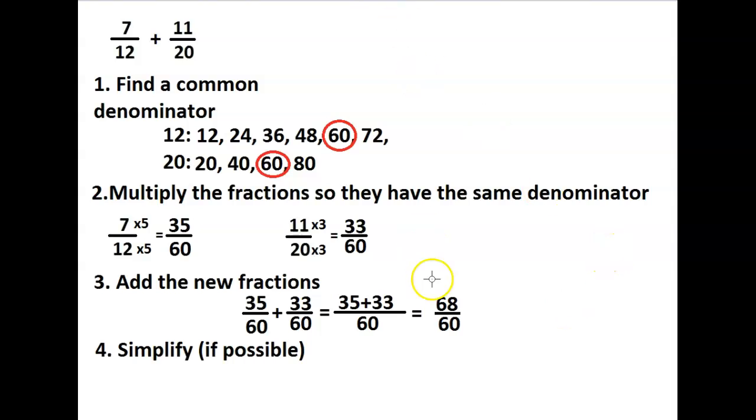Step 4 will be to simplify if possible, so put 68 over 60 in lowest terms. So I look for something I could divide both the numerator and denominator by to get something smaller. Here I could divide both by 4, which gives me 17 over 15. Always look to see if you could divide again, but this is in simplest terms.